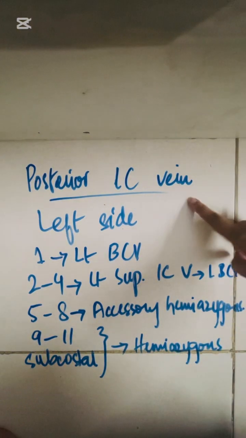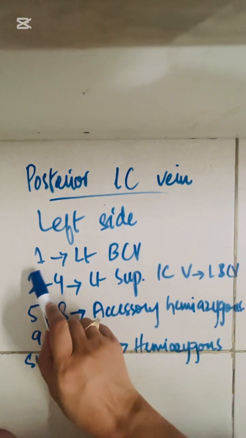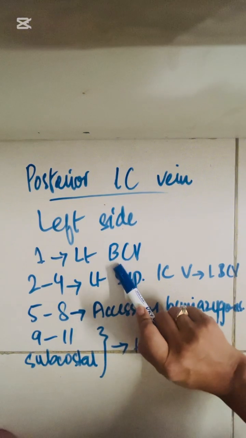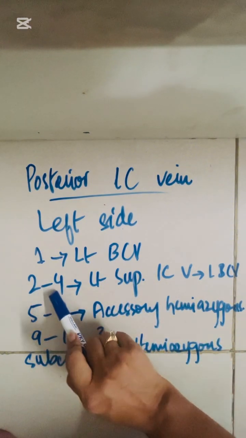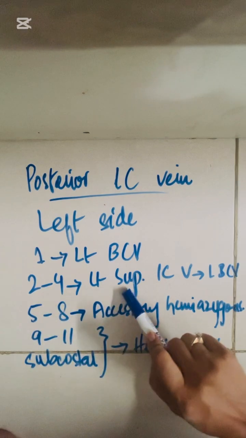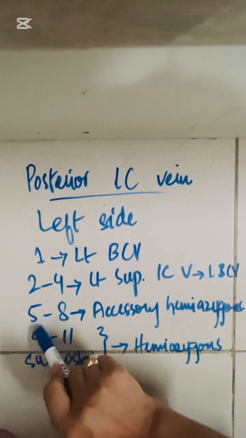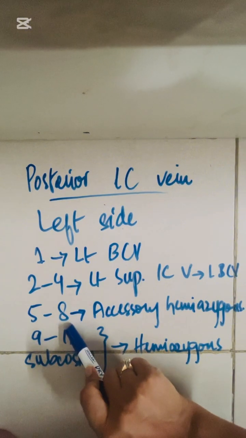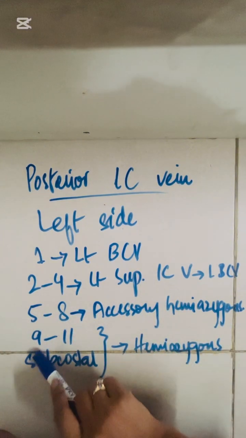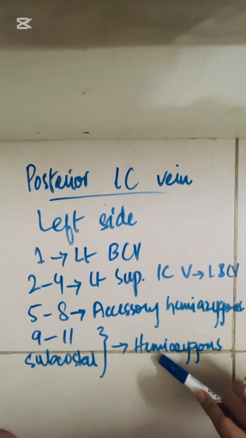So the number 1 posterior intercostal vein on the left side drains directly into the left brachiocephalic vein. Second, third and fourth left posterior intercostal veins drain into the left superior intercostal vein and then into the left brachiocephalic vein. 5th to 8th left posterior intercostal veins drain into the accessory hemiazygous vein, and 9th to 11th plus the subcostal vein drain into the hemiazygous vein.